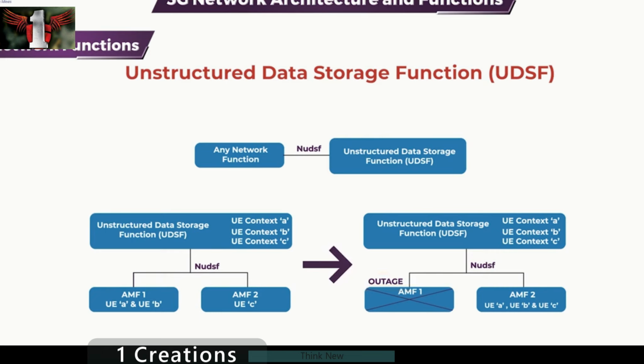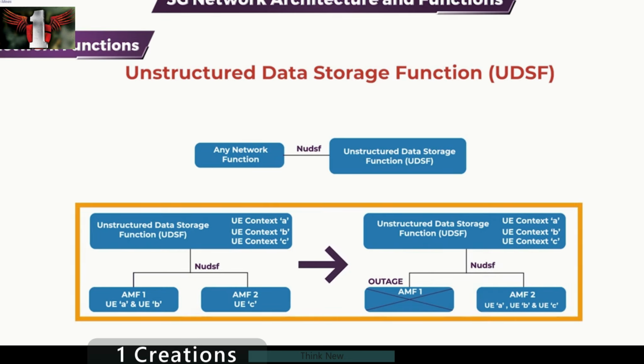This example assumes a first AMF which is managing UE A and B and a second AMF which is managing UE C. Both AMFs share a common UDSF, so both have access to all UE context data. If AMF1 experiences outage, then AMF2 can immediately access the data for UE A and B. This prevents UE context data being lost when AMF1 experiences outage and allows a relatively seamless continuation of services.